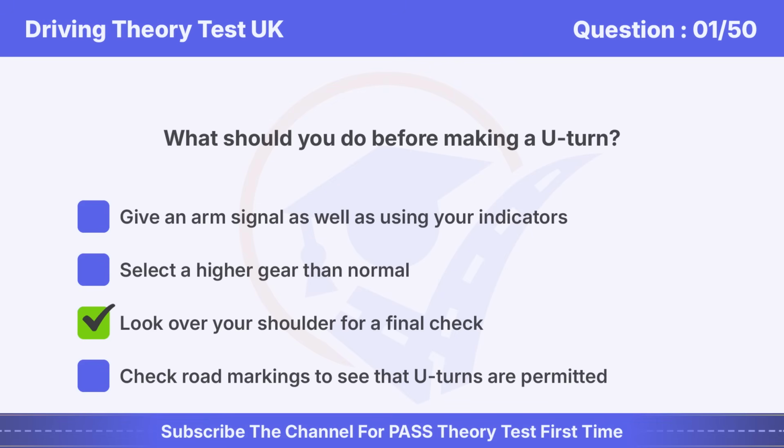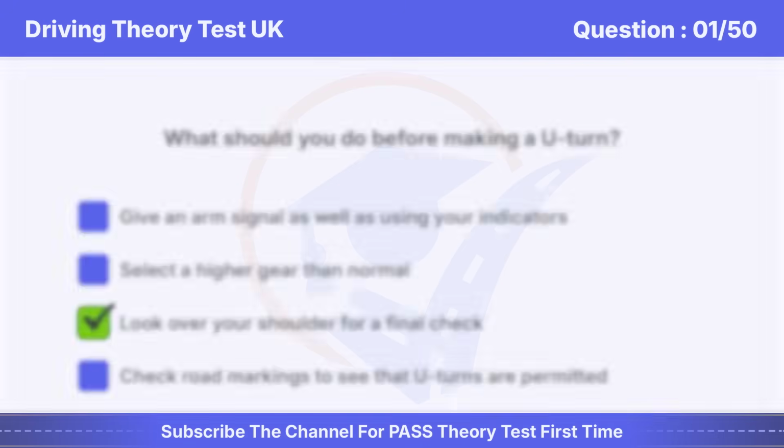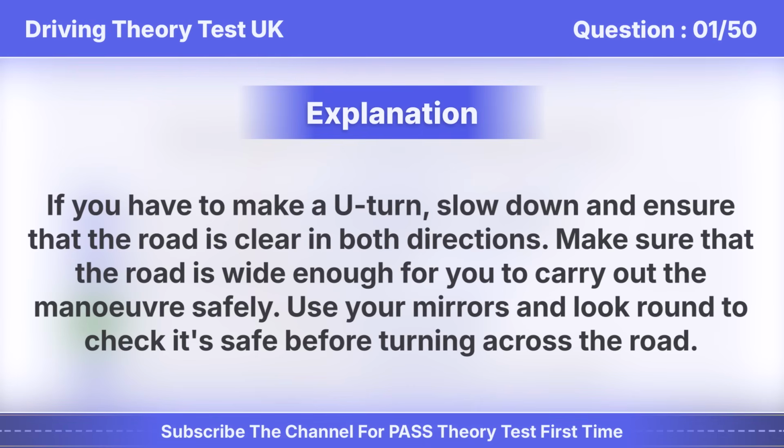Answer is C. Look over your shoulder for a final check. If you have to make a U-turn, slow down and ensure that the road is clear in both directions. Make sure that the road is wide enough for you to carry out the maneuver safely. Use your mirrors and look round to check it's safe before turning across the road.